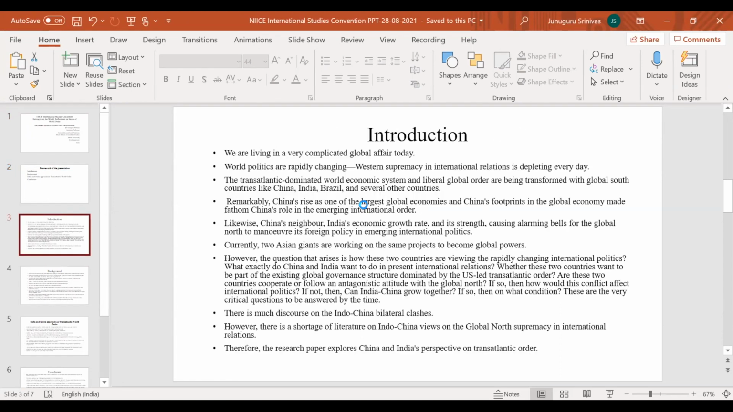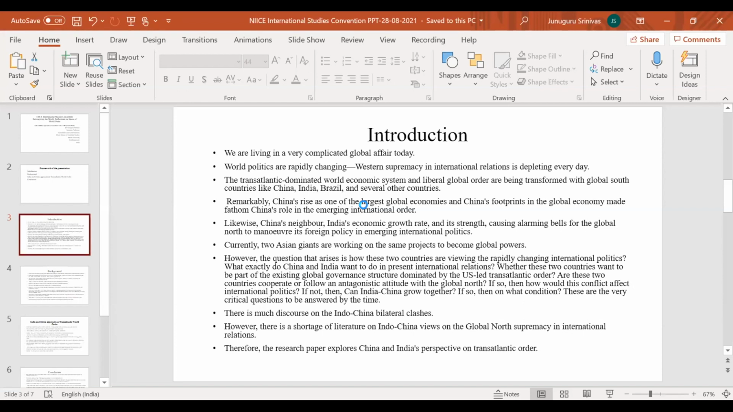We are living in very complicated global affairs today. World politics is rapidly changing. Western supremacy in international relations is depleting. The dominant world economic system and liberal global order are being transformed. Countries like China, India, Brazil, and several others have remarkably become some of the largest global economies, and China's footprint in the global economy made us fathom China's role in the emerging international order. Likewise, China's neighbor India's economic growth rate and its strength are causing alarm bells for the global north to maneuver its foreign policy in emerging international politics.